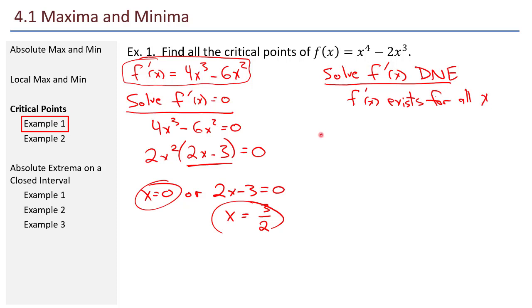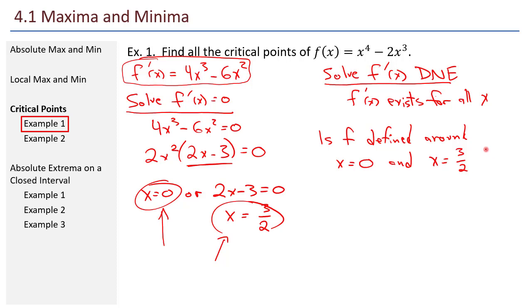The last thing I need to consider is, is my function actually defined at that point, and not just at, but around? So is f defined around x equals 0 and x equals 3/2? I go back to my original function and ask, what would happen if I plugged in 0 in there, or plugged in 3/2 in there? Is my function defined around those things? And the answer is yes. My original function is just a nice polynomial, nothing strange going on there.